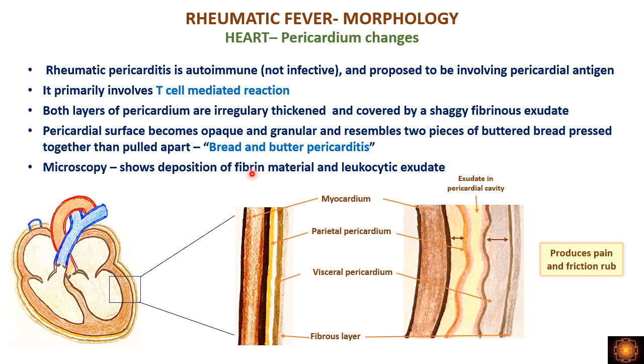So microscopically when we see, it shows deposition of fibrin material and we even have leukocytic exudate. So because of this pericarditis, there will be pain and the friction rub will be present.